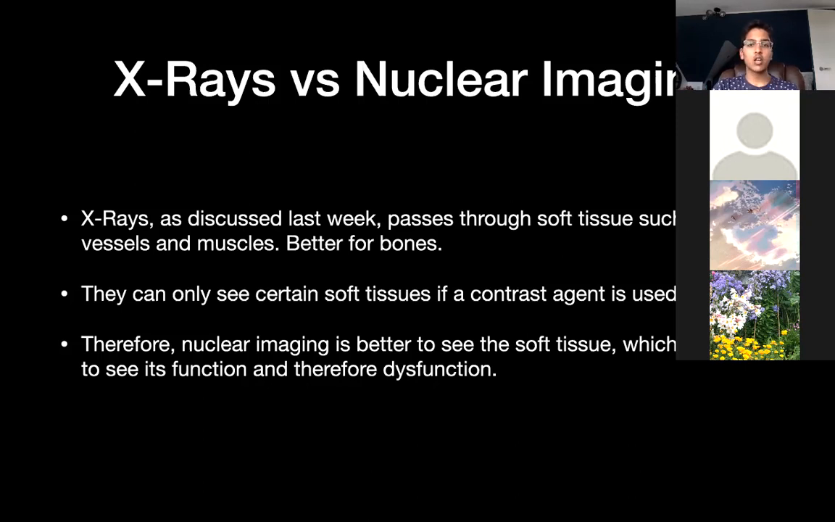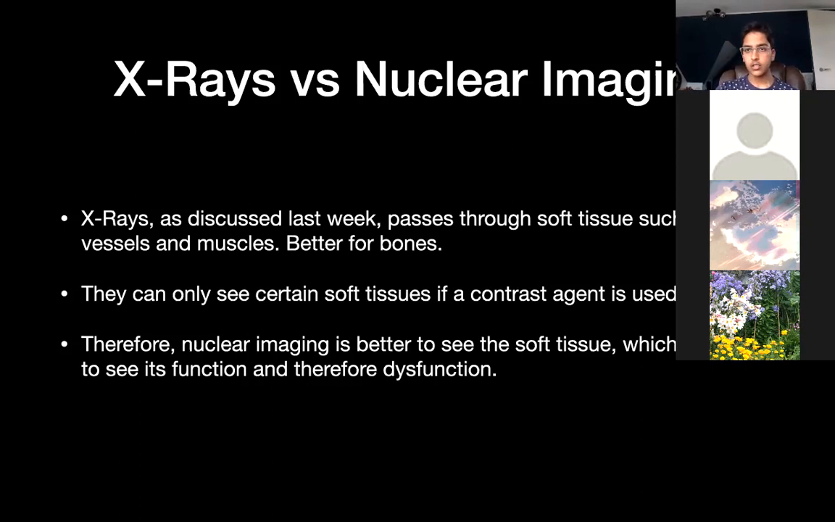Now, rather than using a contrast agent, nuclear imaging is better to see the soft tissue, the muscles, the blood vessels, and tell if there's any dysfunction in the muscles or blood vessels, and therefore this is used in diagnosis.